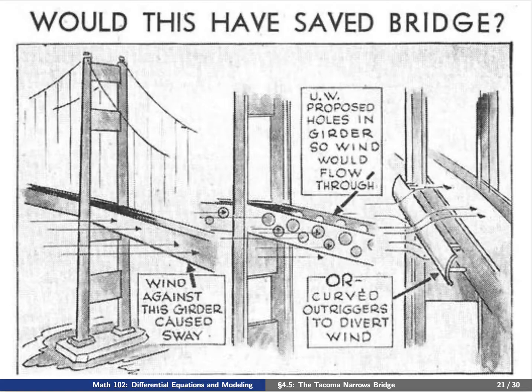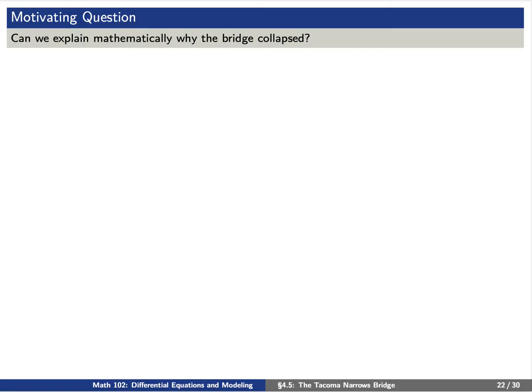Again, remember that they thought this aeroelastic flutter was what caused the collapse. So they figured, number one, they could probably drill holes in the side of the bridge so that air would flow through and you wouldn't have these vortices that would form. Another suggestion was to have curved outriggers on the side of the bridge. That way they divert the wind to go around and they wouldn't cause the vortices. But today we're going to have a different question.